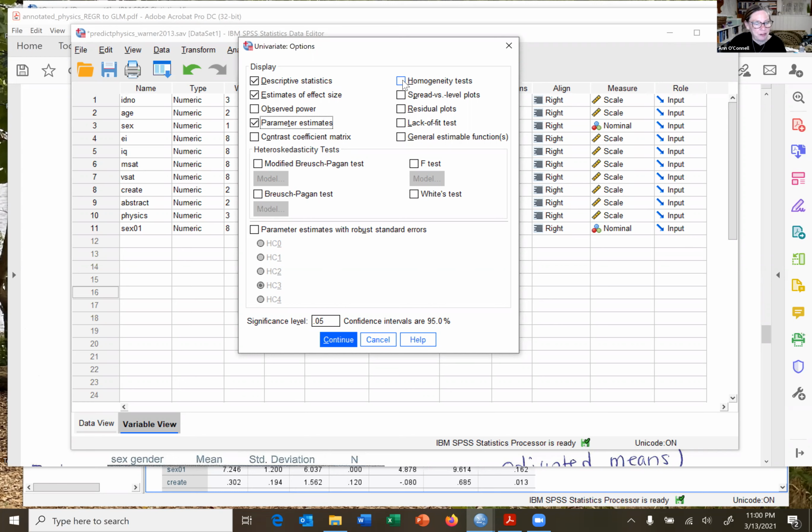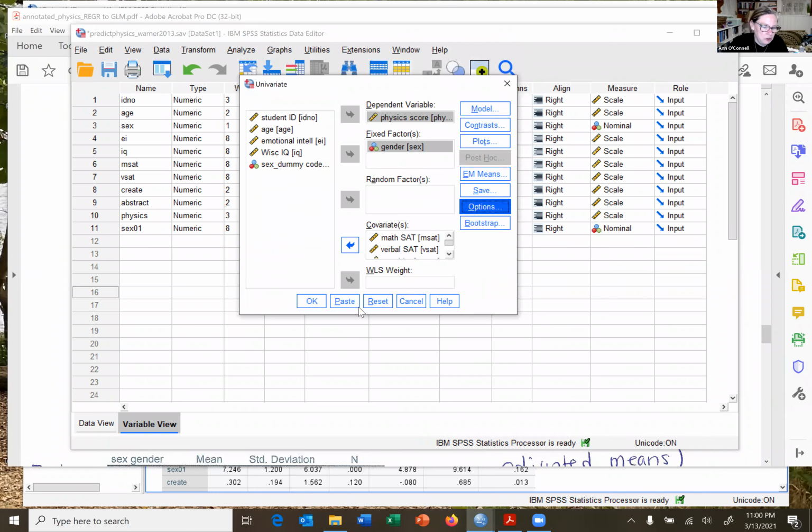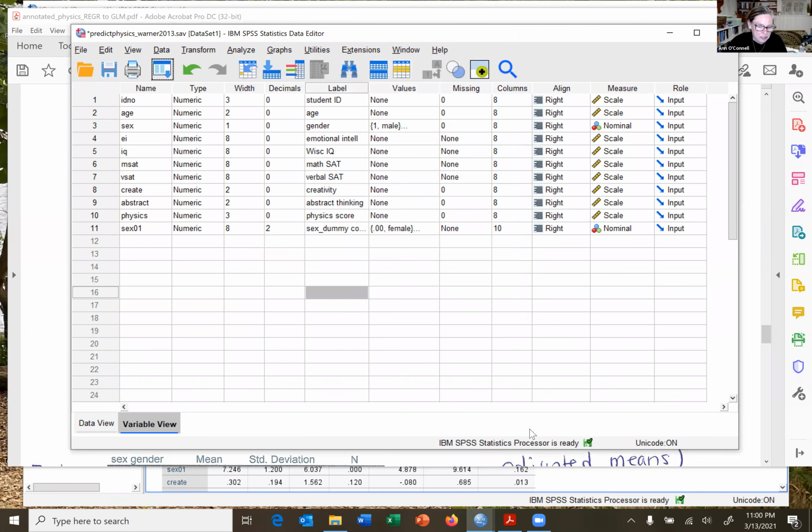And now that I have a factor in my model, I'm going to click on homogeneity tests. So this will actually do a test for homogeneity of variance between boys and girls on the physics outcome after controlling for all the other predictors in the model. So I'm going to click those four and click continue and then paste this.